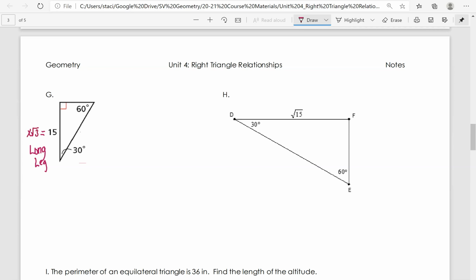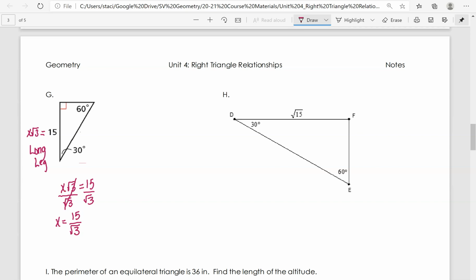So since that longer leg doesn't have that root 3 in it, I can't just say, oh, my short side is 15, because then it would match the longer leg. So I need to actually solve this equation for x. And when I solve for x, that's going to give me my short side. So I'm going to divide by the square root of 3. And that leaves me with 15 divided by square root 3.